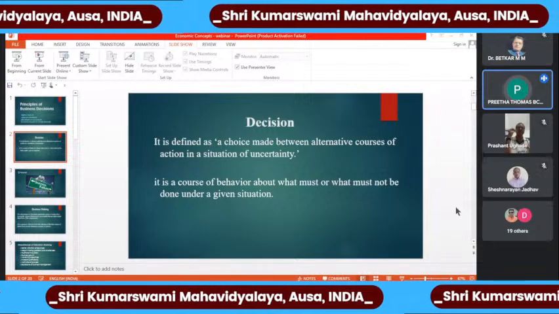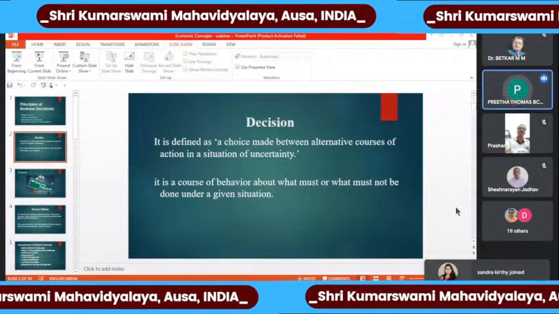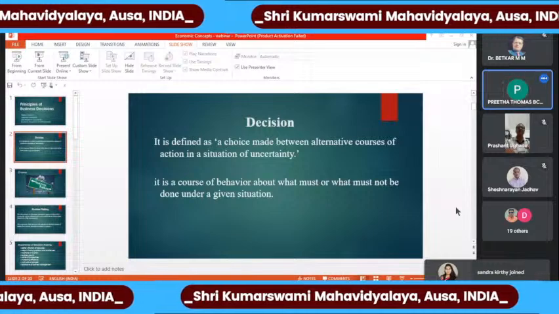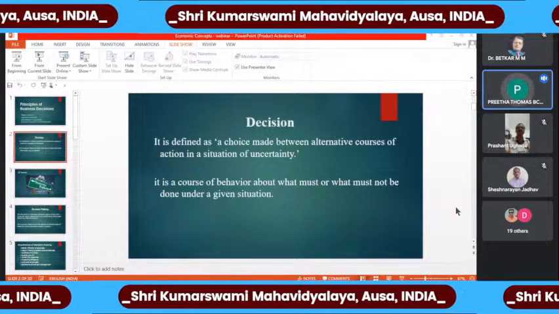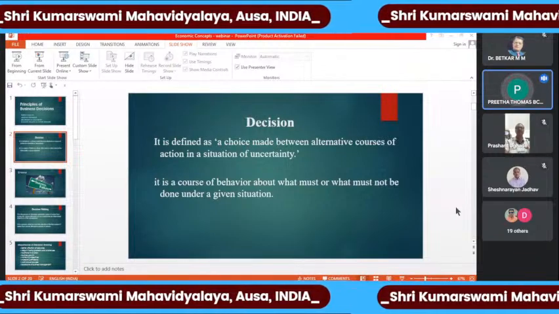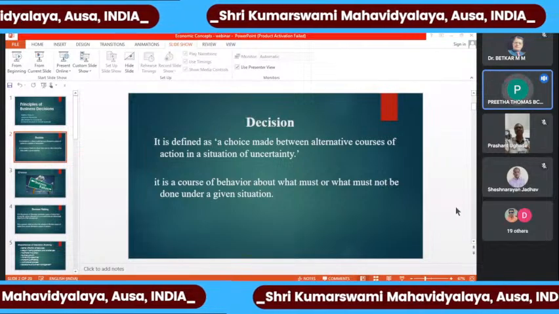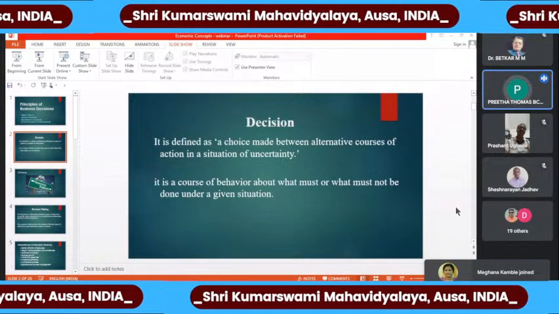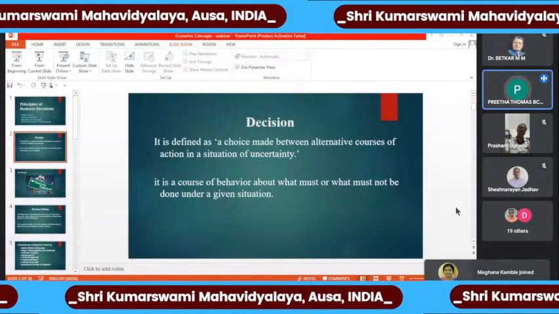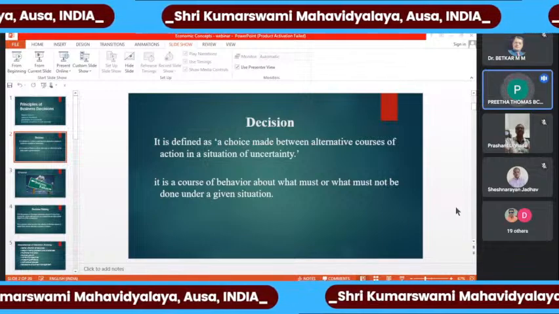That is, at any given point of time, there are always two or more paths in front of us, and we have to decide which path to travel. So that is what a decision is. It is defined as a choice made between alternative courses of action in a situation of uncertainty. Just like the poet said, two roads are before me, and sorry, I cannot travel both. I have to choose one among the two paths. This happens to all of us in our day-to-day lives.